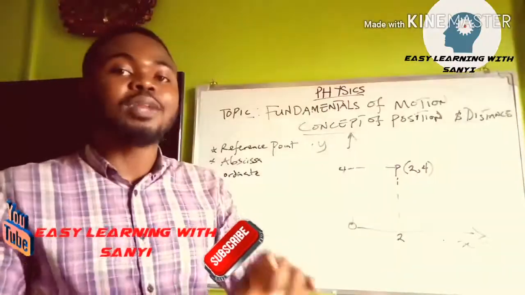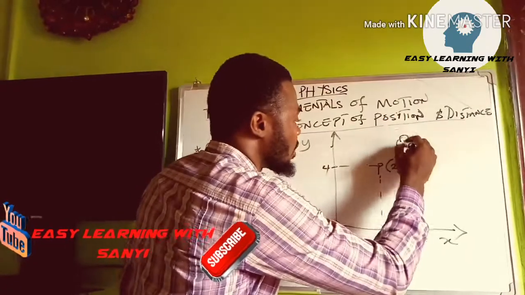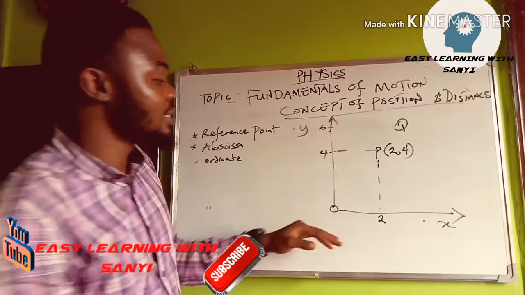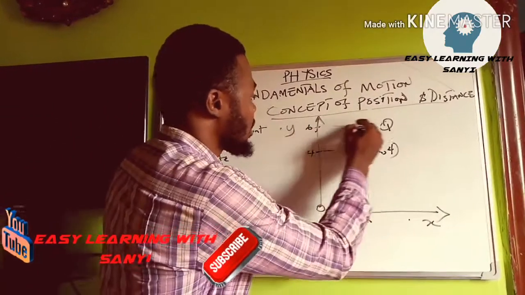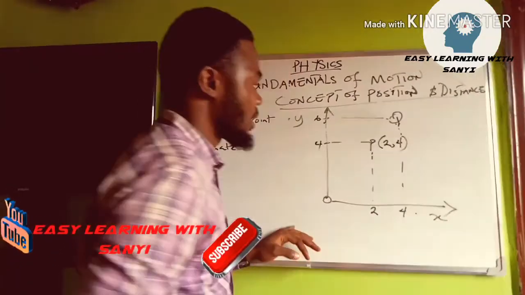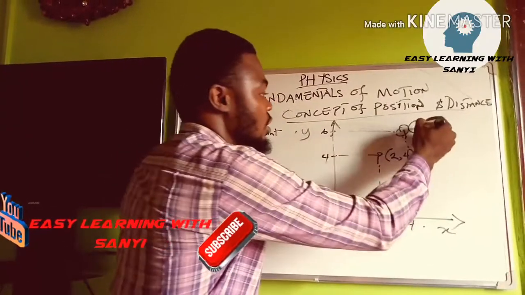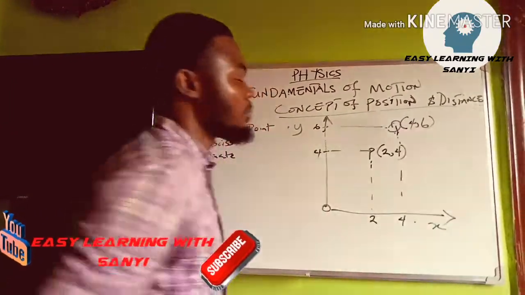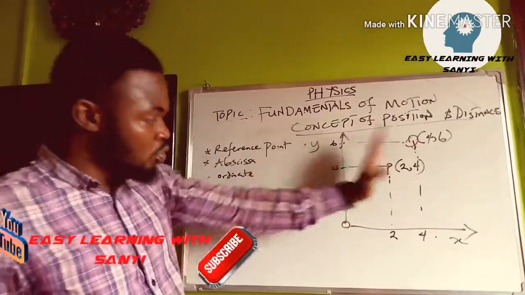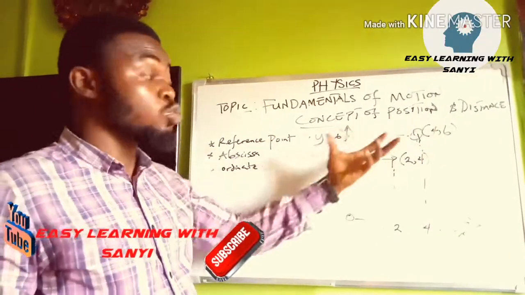Let's assume we have another object on this same plane. Let's call that object Q. The vertical distance is 6 meters, while the horizontal distance, let's say, is 4 meters. So the position of this Q is what? 4 and 6, the combination of the horizontal and the vertical distance. Now, these are two objects on a plane surface with two different positions.